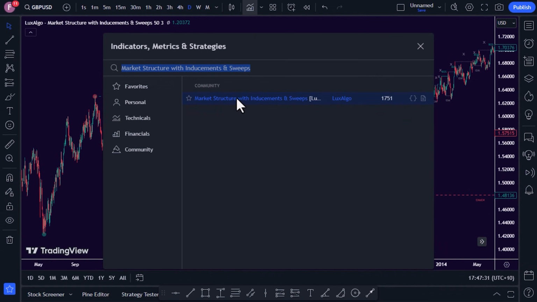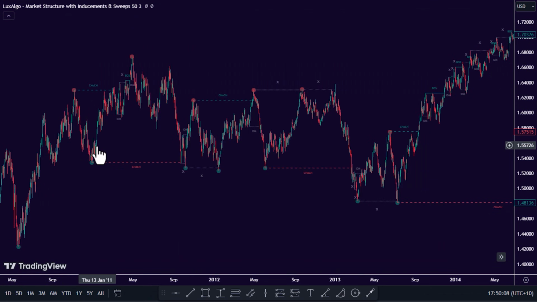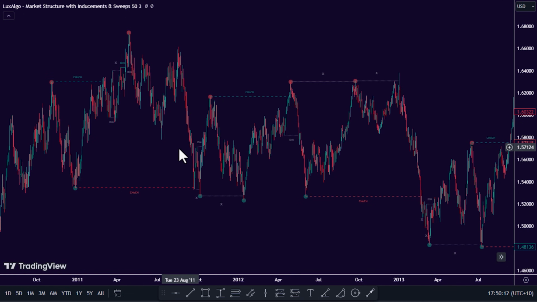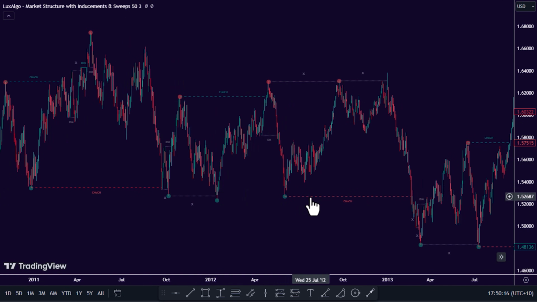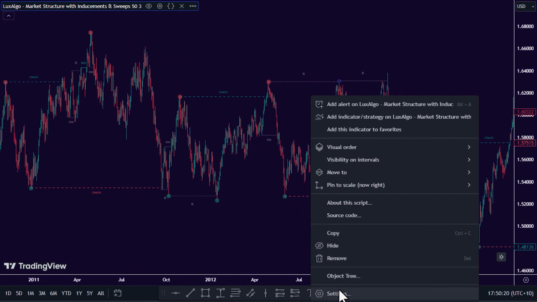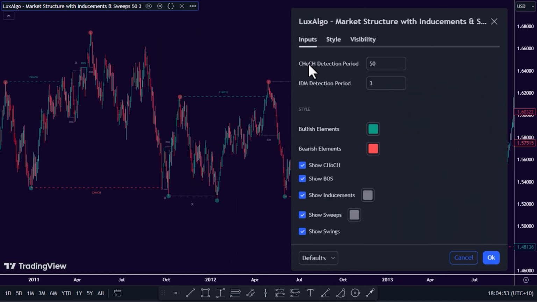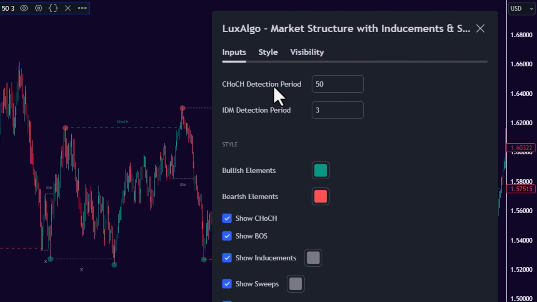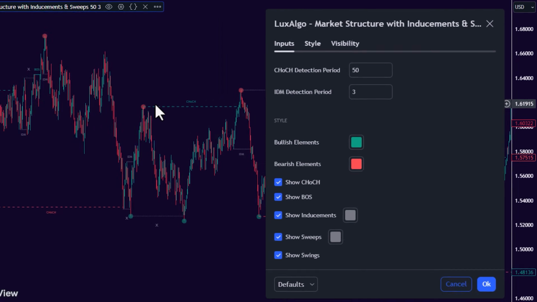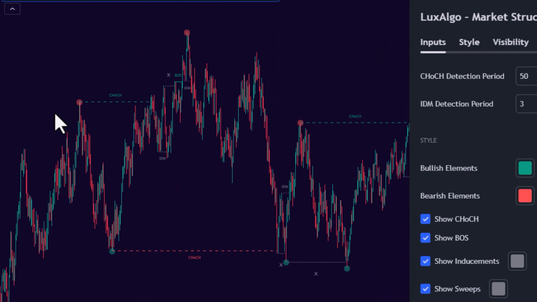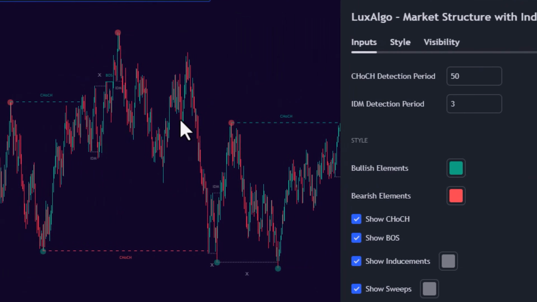Before we dive into trading strategies, let's check out these indicator settings on the TradingView platform. Here's how to do it. Place your mouse on the indicator and right-click. Navigate to select the settings option. Under the market structure with inducements and sweeps settings, there is the change of characters detection period. Detection period for change of characters, higher values will return longer-term change of characters. By default, it is set to 50.